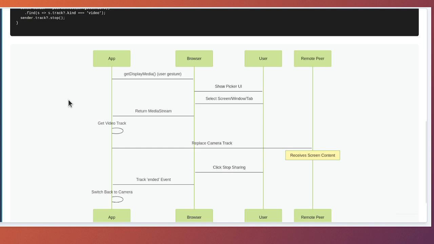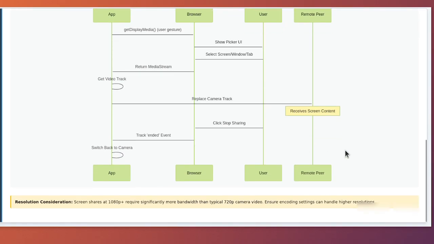The MediaStream returned by getDisplayMedia contains video tracks representing the captured screen content, and optionally audio tracks if the user chose to share system audio or tab audio along with the video. You can add these tracks to an existing RTCPeerConnection just like camera tracks. One important difference is that screen share video tracks typically have much higher resolutions than camera video, often running at full monitor resolution like 1920 by 1080 or even 4K.